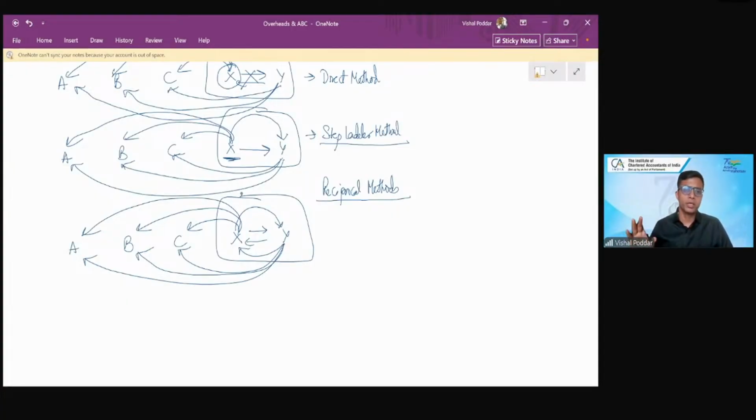There is nothing very special or something that is not understandable in any of these methods. It is plain calculation. We'll understand it today. Now, in this particular case, under reciprocal, you are given three approaches. One is called the trial and error method. Then the second method which is given is the repeated distribution method. And the third is the simultaneous method.